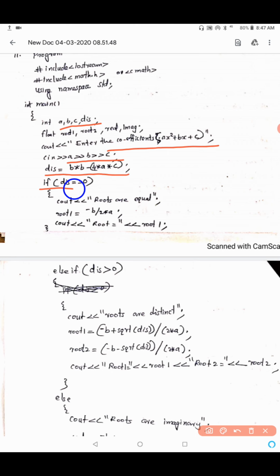If the discriminant is equal to 0, that is one condition we are checking, what can we give? cout roots are equal. The if bracket you have to open, it should be closed also, and for the only one root, I am giving root1 equal to minus b by 2a, and cout root1. So that is the first case, if discriminant equal to 0.